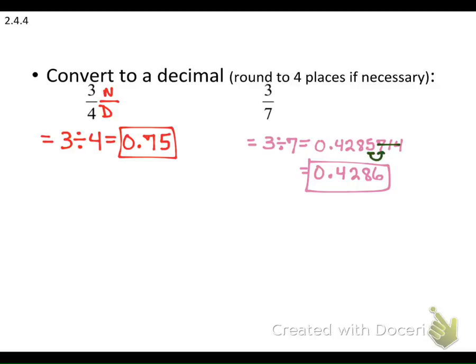So when you're rounding decimals today on Con, it's not going to tell you round to the nearest 100, round to the nearest 10,000. It's going to tell you round to 4 places if necessary. All right, let's look at the next one.